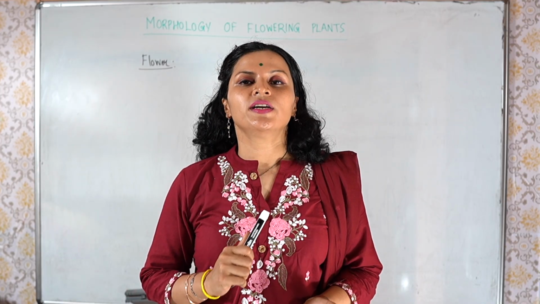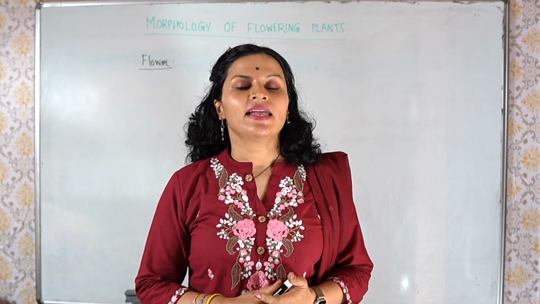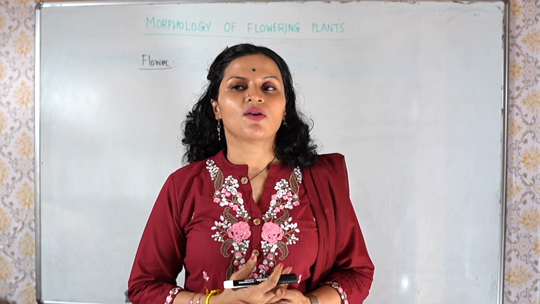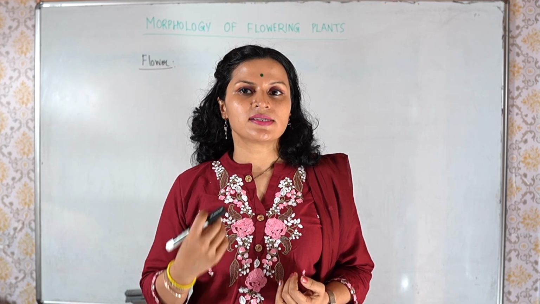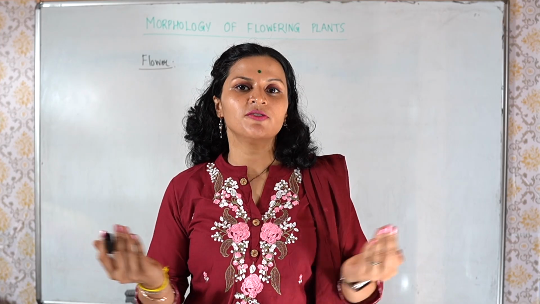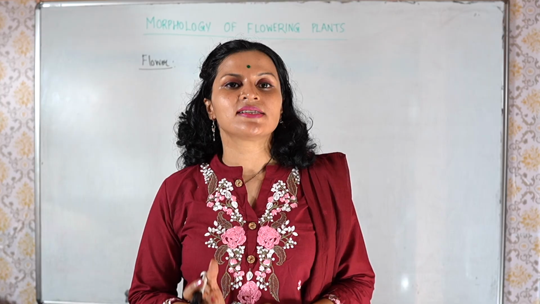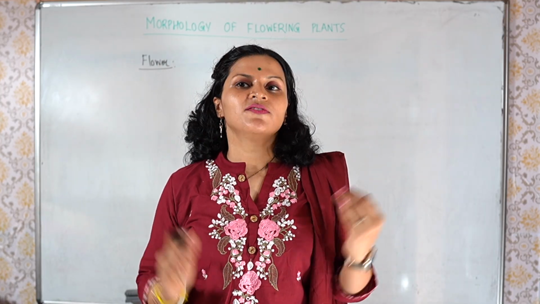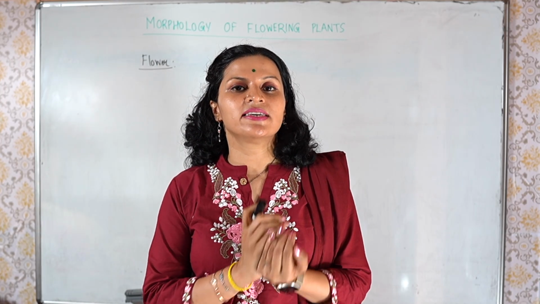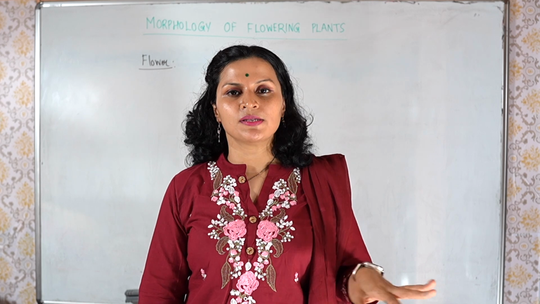Next, we look at each of the individual whorls. Calyx. Calyx is the outermost whorl of the flower and the individual members are known as sepals. These sepals may either be fused or they may be free. If they are free, the situation is called polysepalous condition, and if they are fused together, they are called gamosepalous condition. No examples cited here.